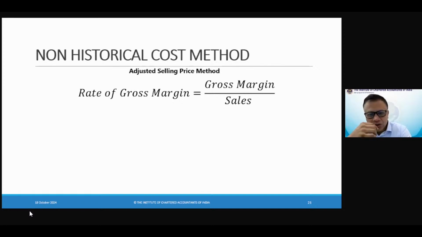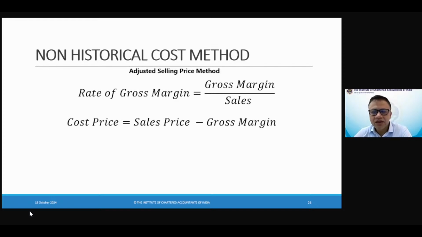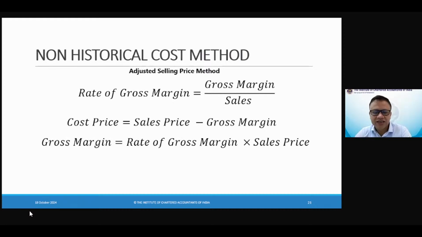Now, this you all know. What is gross margin? It is gross profit only, right? The rate of gross margin, or gross profit, is gross profit divided by sales. And what is your cost price? Gross margin is sales price minus cost price, so cost price equals sales price minus gross margin. If you deduct the gross margin from the sales price, you definitely get the cost price.